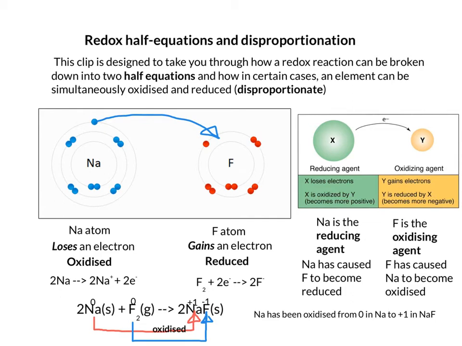So doing the same this time for fluorine, we say that fluorine has been reduced from 0 in F2 to -1 in NaF. So all through this clip so far, at the top of the screen I've mentioned something called disproportionation. Let's now have a look at what this actually means in practice.